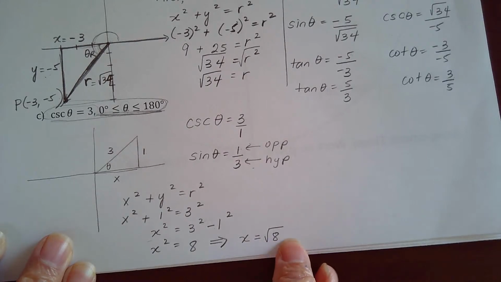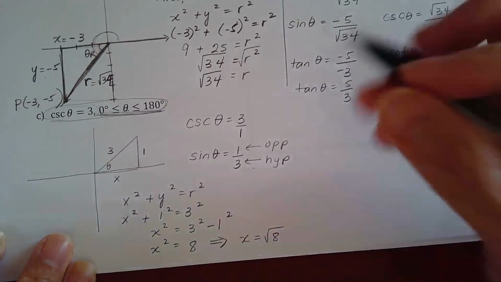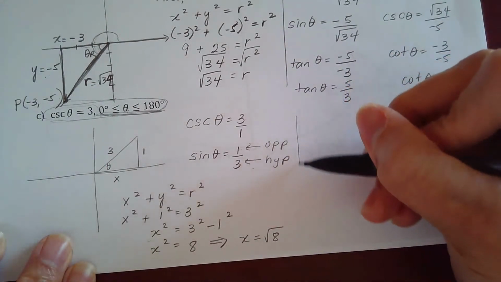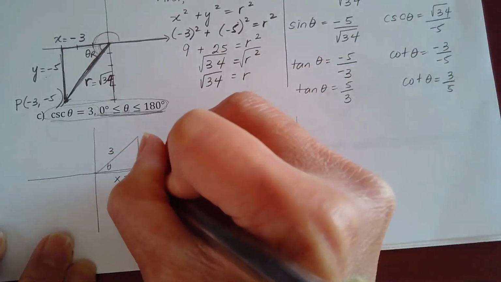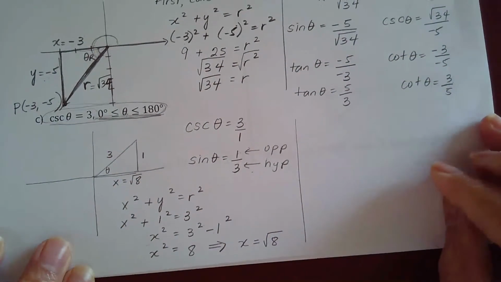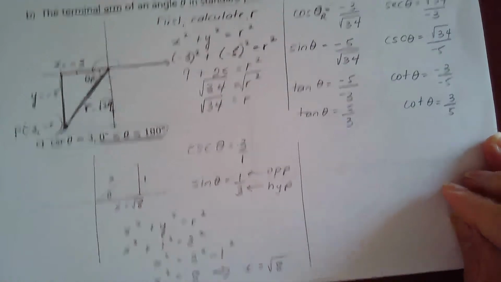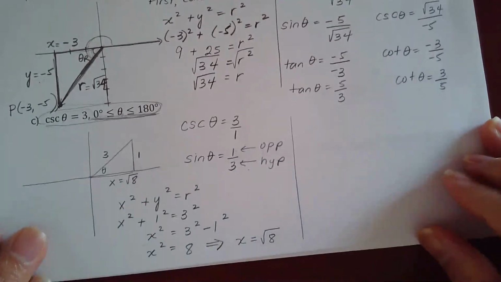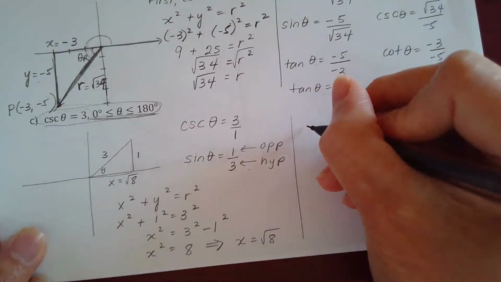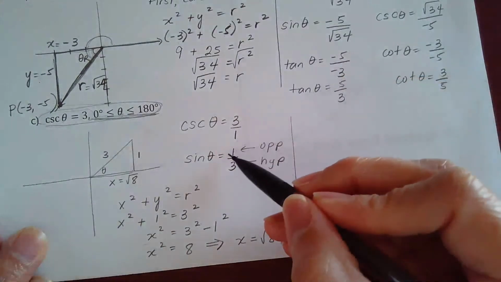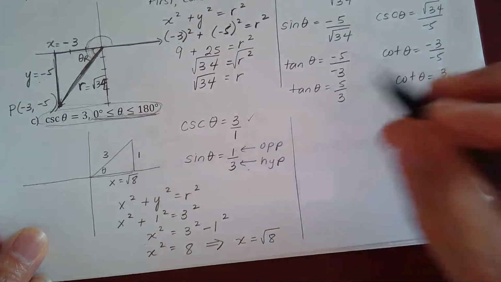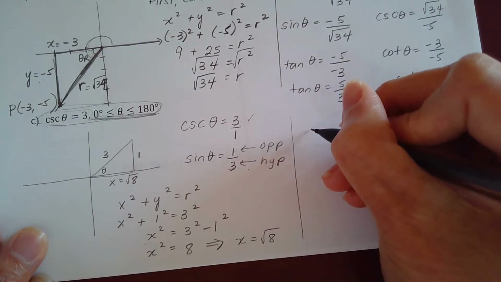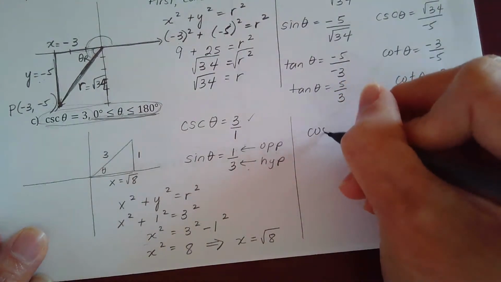Okay, now that we know that x is square root of 8, we can figure out the rest of the trig ratios. So we know what the sine is already. We already got the cosecant. We already know the sine. We need the cosine theta.